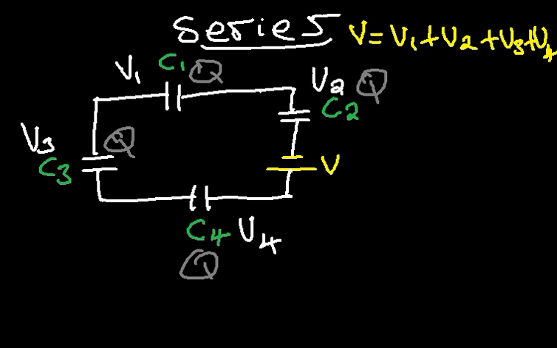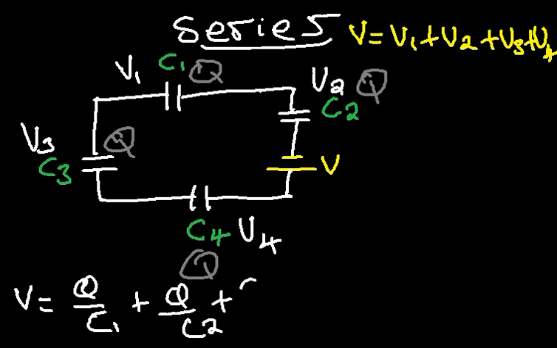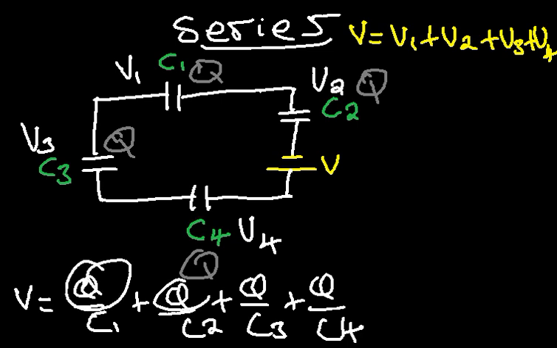And now the total voltage from the battery is equal to V1, which is the charge divided by C1, plus the charge divided by C2, plus the charge divided by C3, and plus the charge divided by C4. Since the charges are the same, we can factor them out.